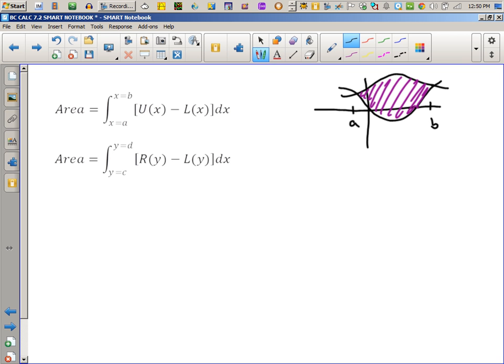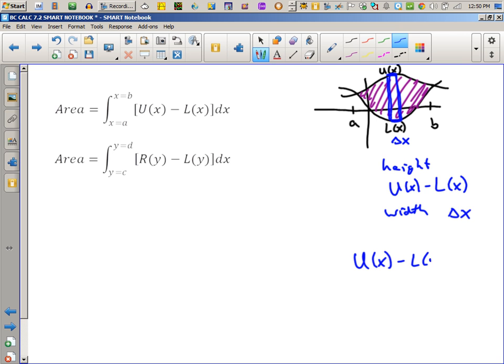And you can see that one function is sort of above the other in this region. So we would call this the upper function and the lower function. To find the area between here, you can just think of the height as u minus L, see? So the height is u minus L, like that. And the width, of course, is just some delta x. We went over this yesterday. And so the area is u of x minus L of x times delta x.